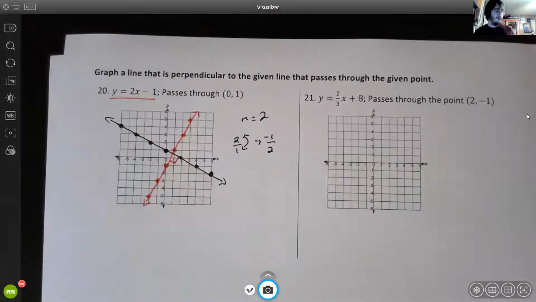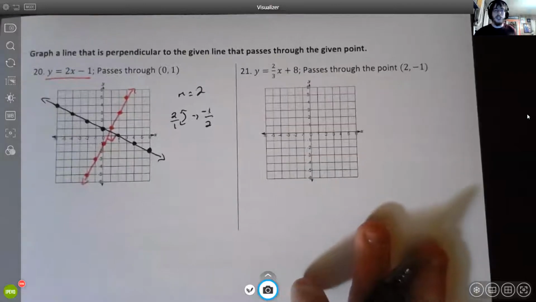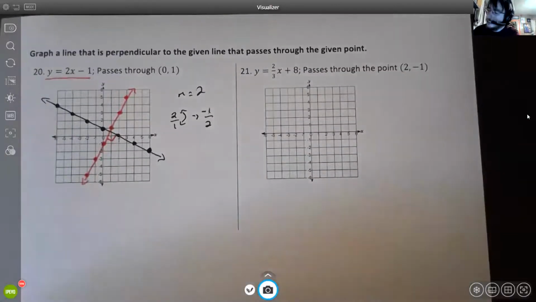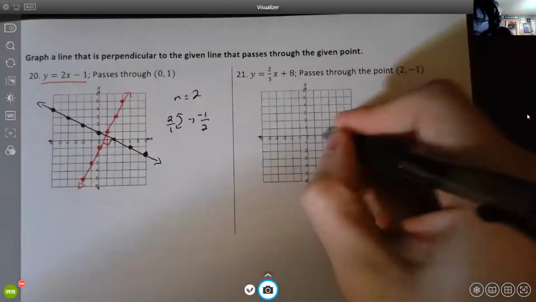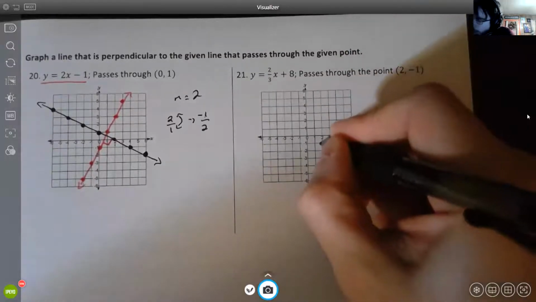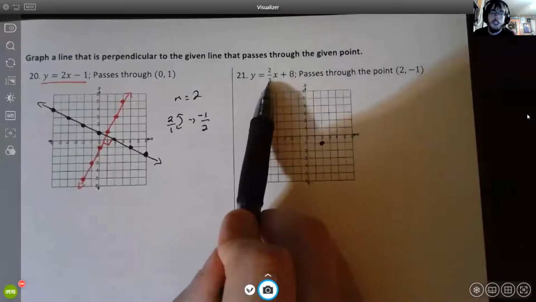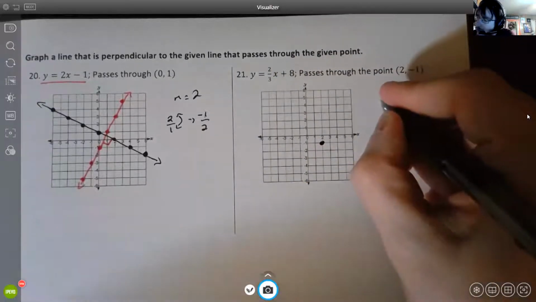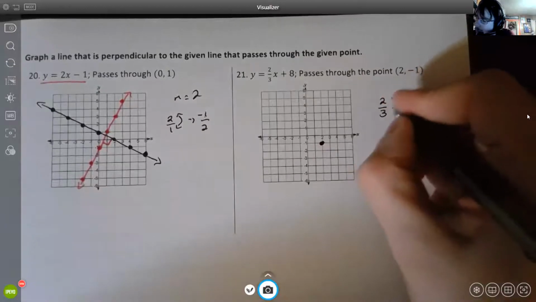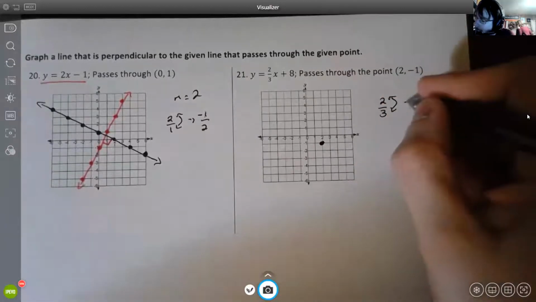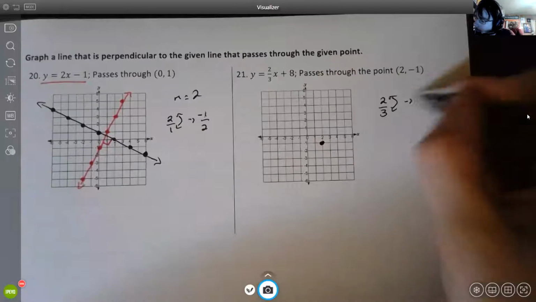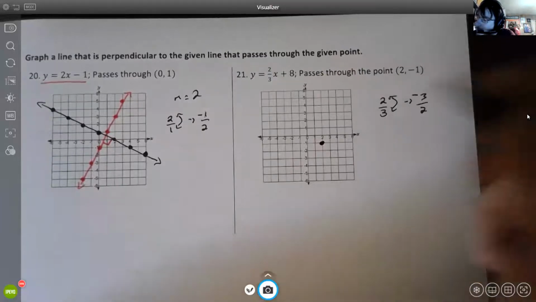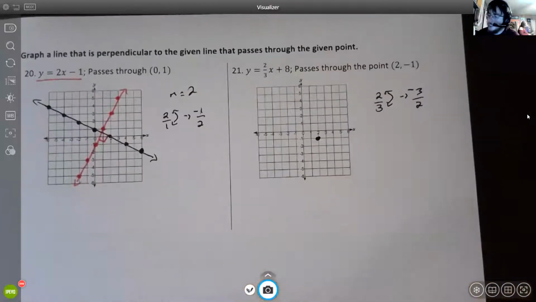All right. And our last one here, number 21, y equals 2/3 x plus 8, passes through the point 2, -1. So it has to pass through 2, -1. And we want a perpendicular slope to this line. So our original slope is 2/3. We flip the fraction and change the sign, and we get 3/2. It was initially positive, so we make it negative.